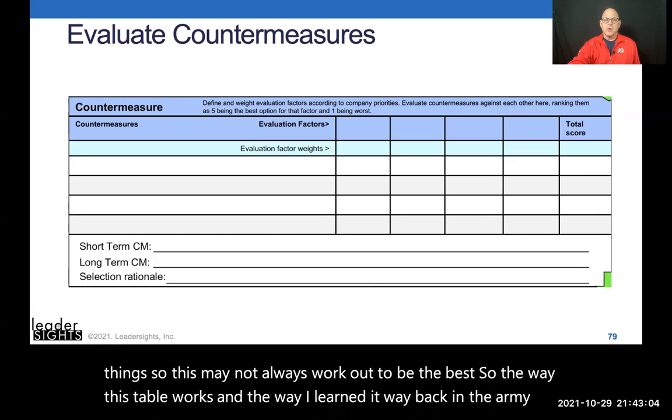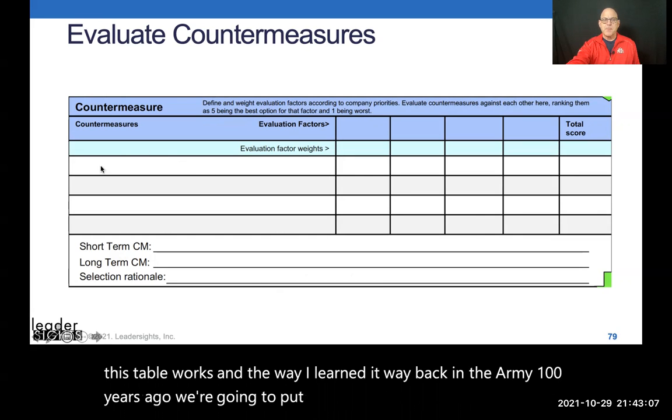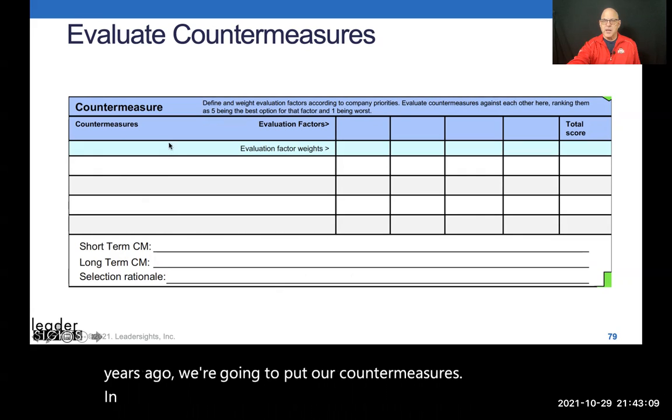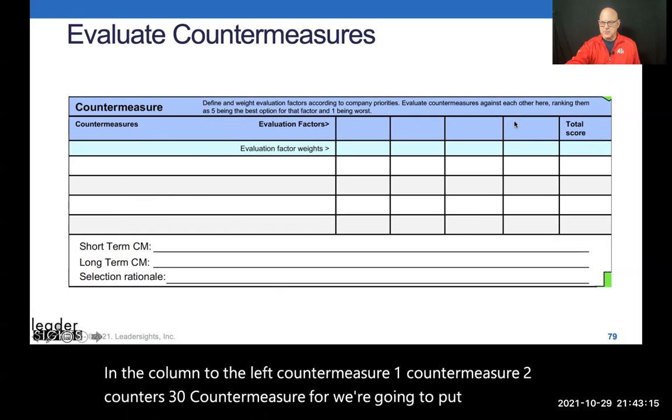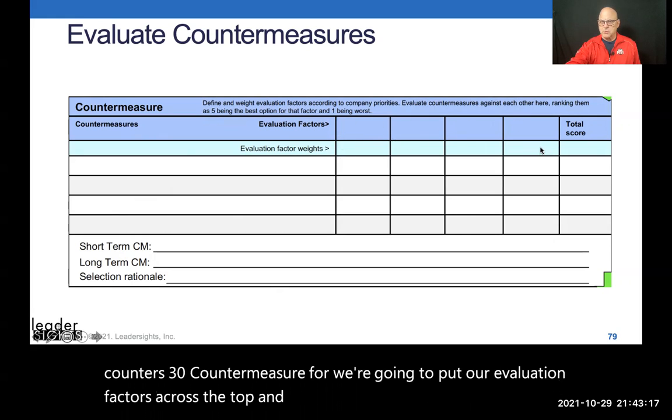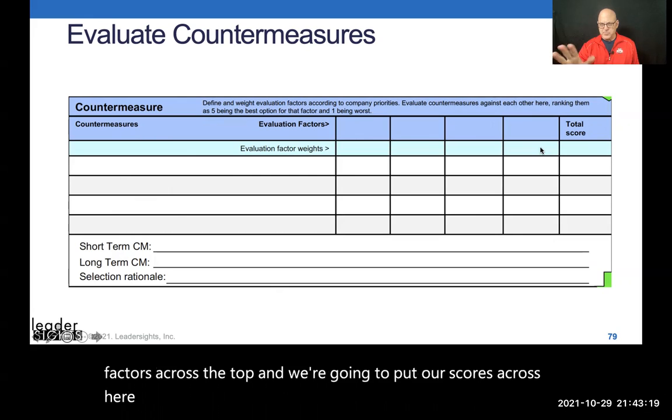So the way this table works, and the way I learned it way back in the Army 100 years ago, we're going to put our countermeasures in the column to the left. Countermeasure 1, countermeasure 2, countermeasure 3, countermeasure 4. We're going to put our evaluation factors across the top, and we're going to put our scores across here, and then we run the math.